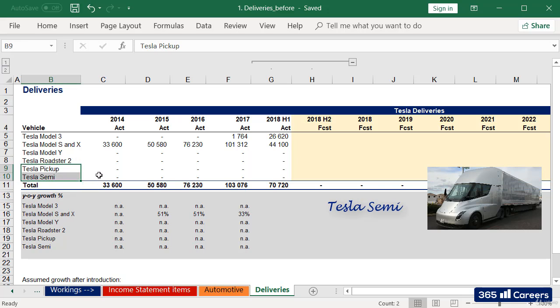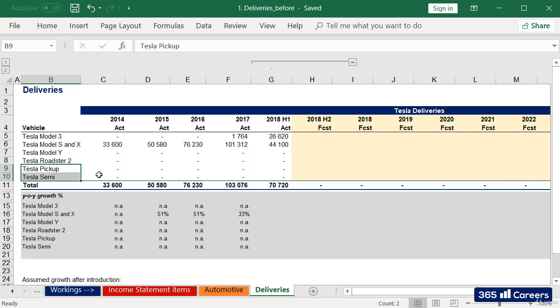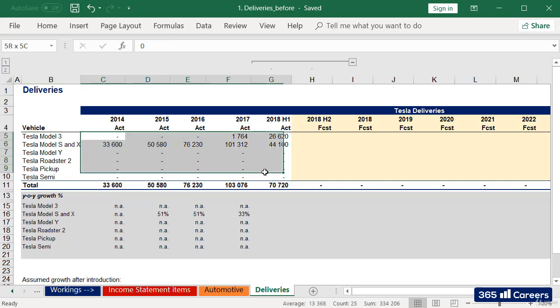The difficult task here is to estimate the starting point for each of the models that are about to be introduced, and to apply an annual growth rate that is reasonable and resembles the pattern that was observed historically. Let's start with Tesla's existing models, okay? Please note that to the left we have actual figures related to Tesla deliveries. These figures will be easy to distinguish in our model, as they will always be colored in white, and the header will read ACT, standing for actual numbers.